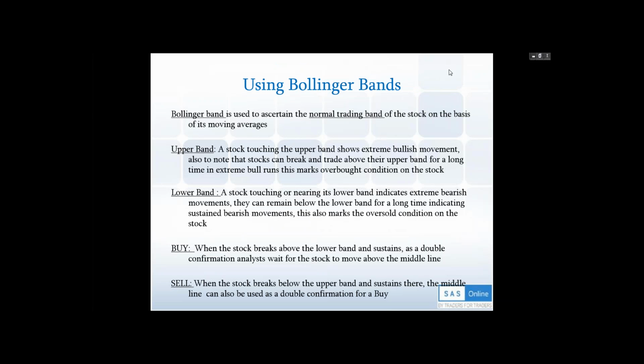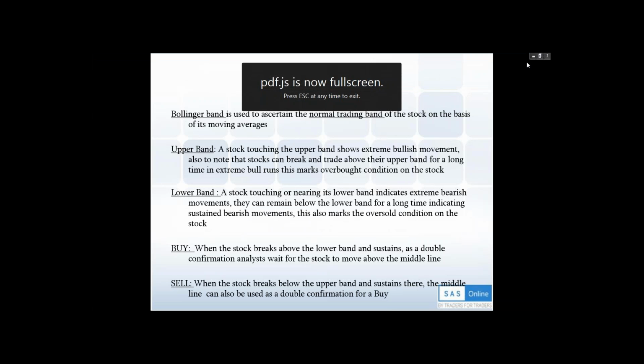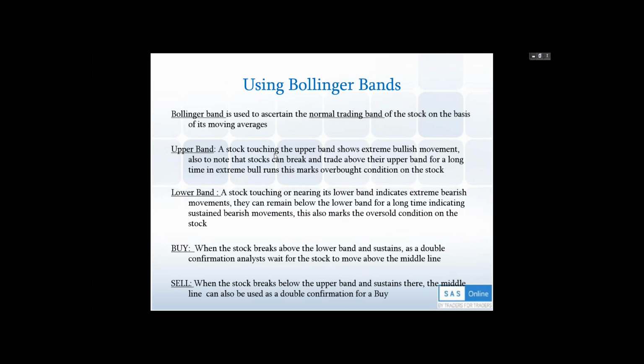Now let us move on from the patterns to some of the indicators which are more fancy, more ready to use, and easier for a trader to understand and use in the real technical analysis market. So the first indicator which we are using is the Bollinger Band. A Bollinger Band is nothing but a pricing band around the stock.